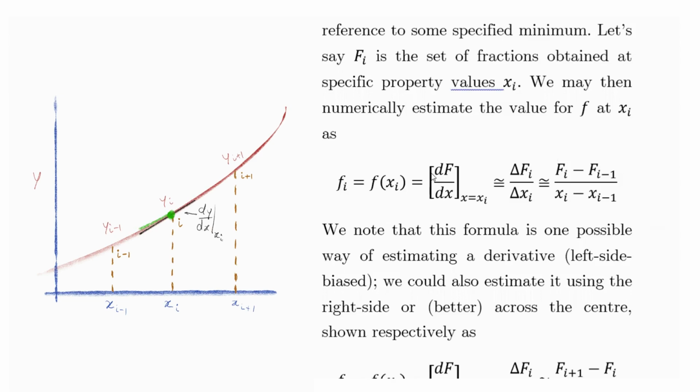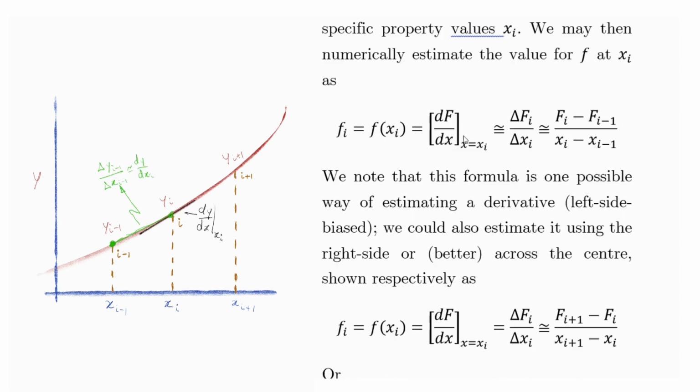So we know we want to get df dx, and we can say that df dx is approximately delta f over delta x, and that's equal to this. So that is a way of numerically approximating a derivative. And this instance of it is what we call a left-biased derivative, because we are taking the point i. So we want to know what's the value of the distribution function at point xi. So we can define that value to be fi.